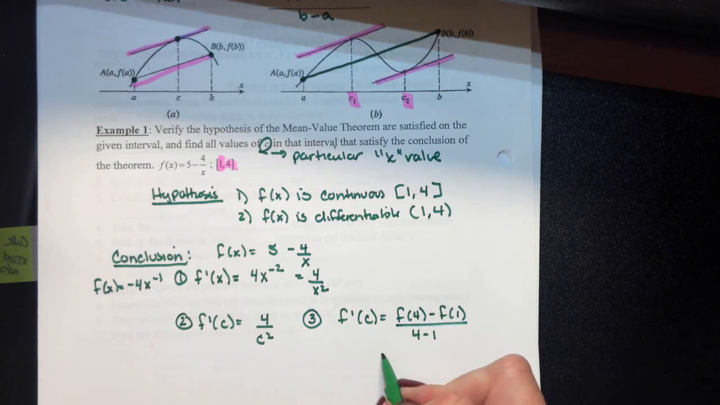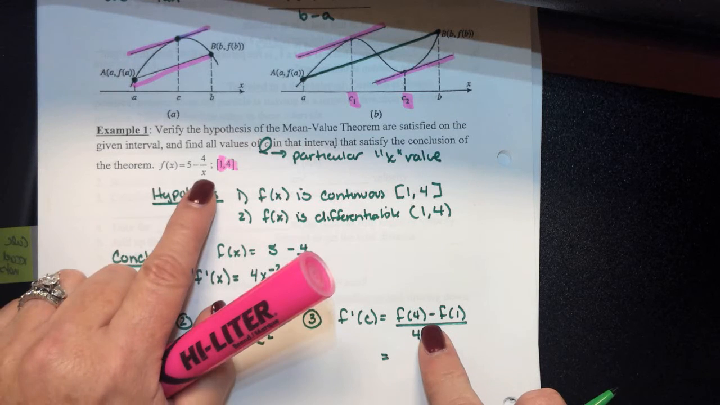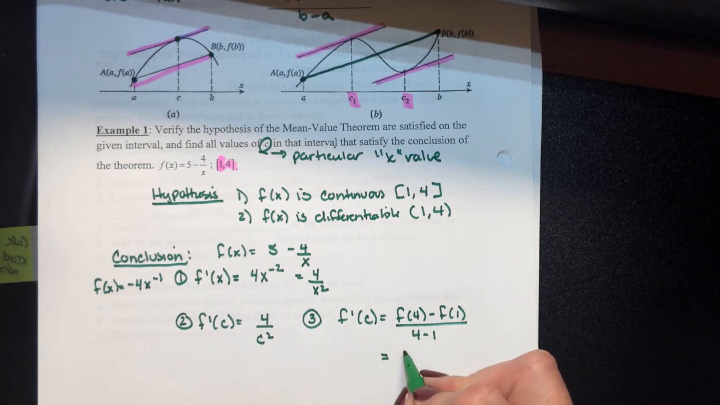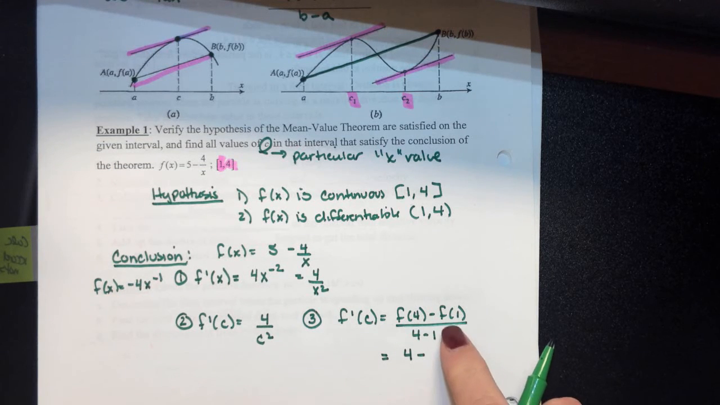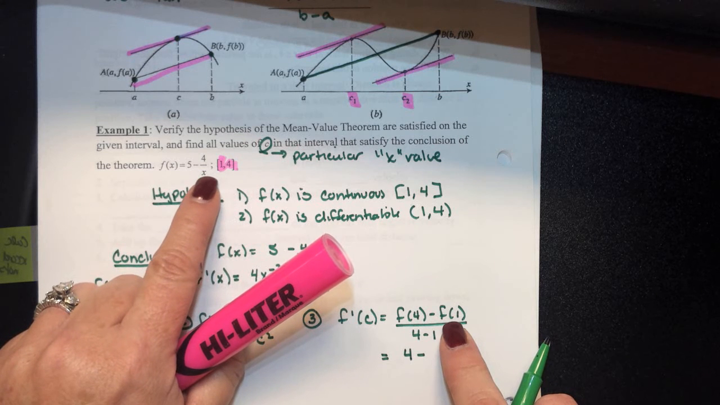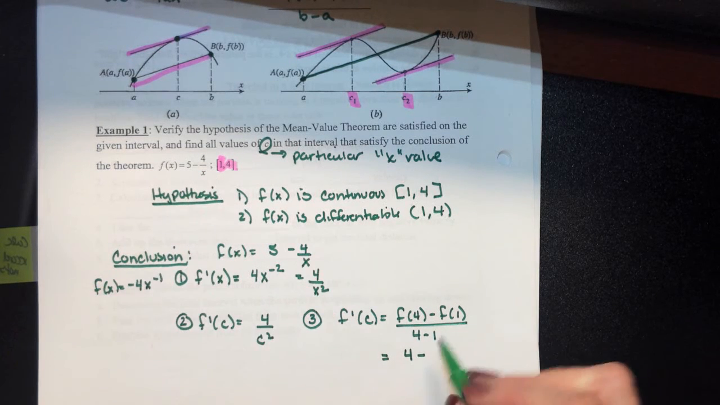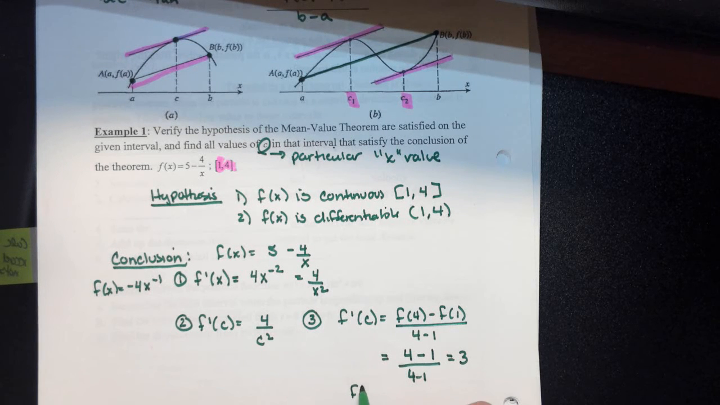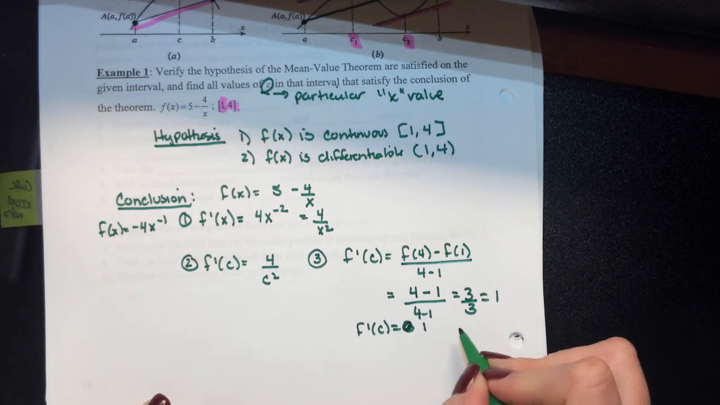So f of 4, again, when I plug 4 back into my function, I know 4 over 4 is 1. So 5 minus 1 is 4. Minus, plugging in a 1, 4 over 1 is 4. 5 minus 4 is 1. Over 4 minus 1, which gives me 3. So what I know is that f prime of c is going to be equal to 3 over 3, which is equal to 1. So f prime of c is equal to 1.